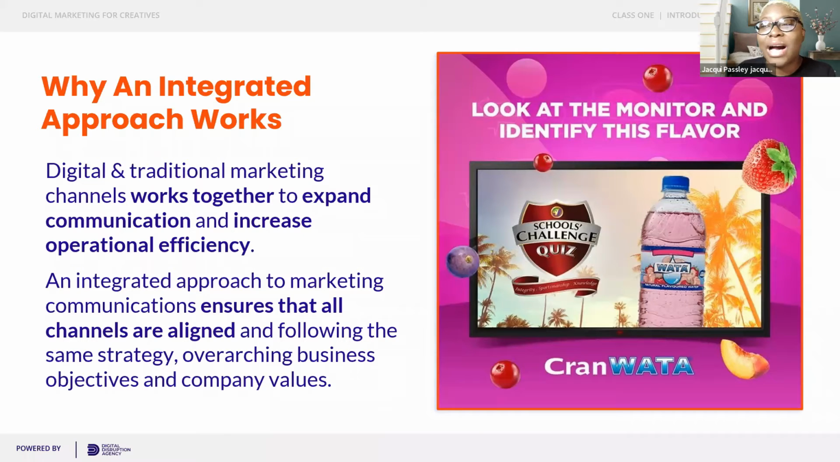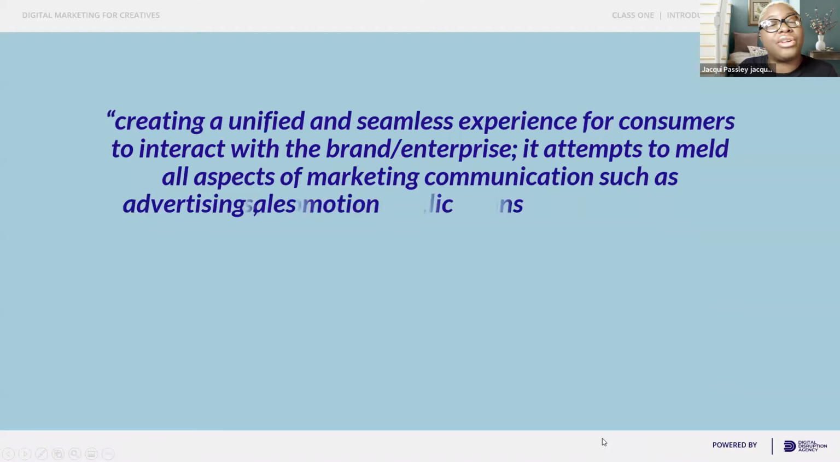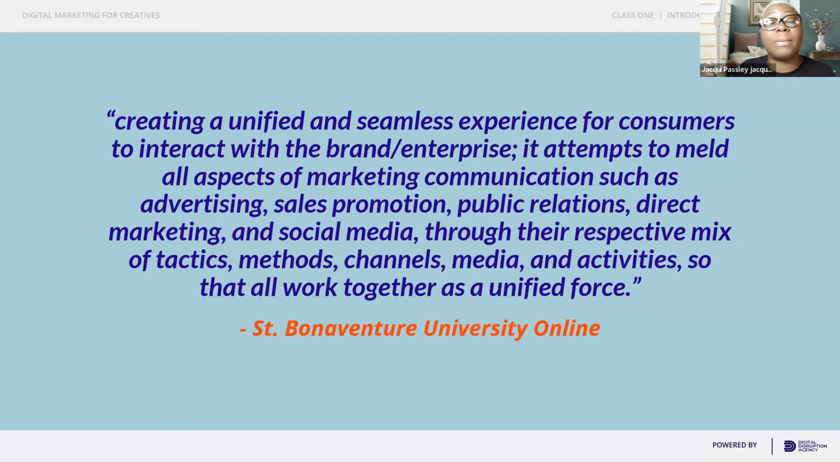You think it's an album launch, how they do their IPO launches these days, because they're trying to get through to a certain audience base, right? And they can reach more people. So they can reach their traditional investors, they can reach millennial investors, Gen X investors, and diaspora investors. That's also important as well, right? So guys, the long and short of it is having an integrated marketing plan works out better for you, because as Bonaventure University says, it creates a unified and seamless experience for consumers to interact with the brand or the enterprise. That's what integrated marketing does.